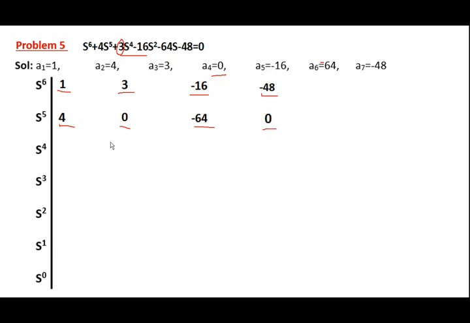So next, in order to find out the elements of the next row, you need to multiply 4 into 3, that is 12, minus 1 into 0, that is 0 itself, divided by 4. So 12 minus 0 divided by 4 is 3. So that is the first element of the next row, that is 3.